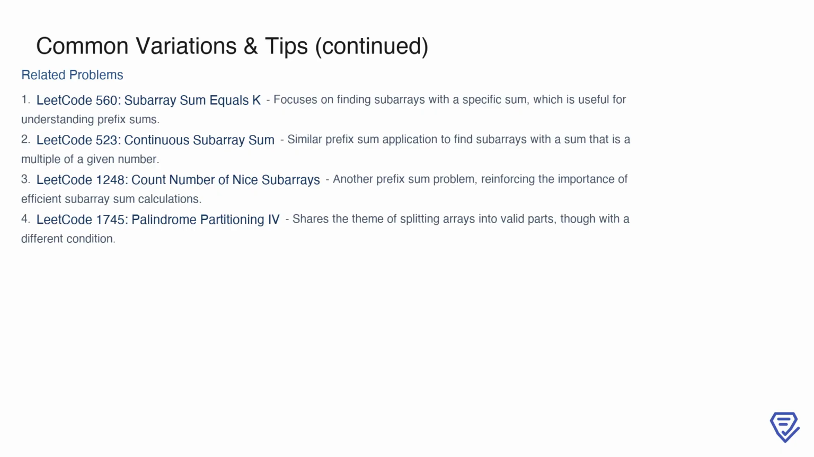Lastly, LeetCode 1745, palindrome partitioning IV, shares the overarching theme of splitting arrays into valid parts, though it focuses on a different condition, ensuring each part is a palindrome. Exploring these problems can help you build a stronger foundation in array splitting techniques and prefix sum applications, making it easier to approach similar challenges.